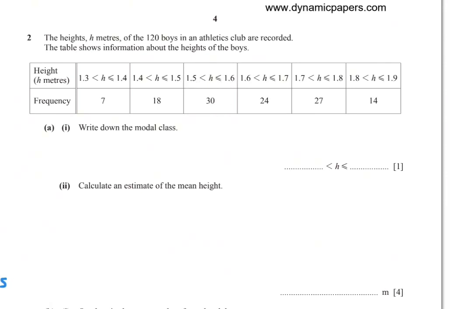So the height h is more than 1.5 and less than or equal to 1.6. Part (ii): calculate an estimate of the mean height.